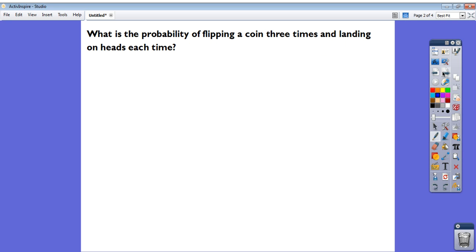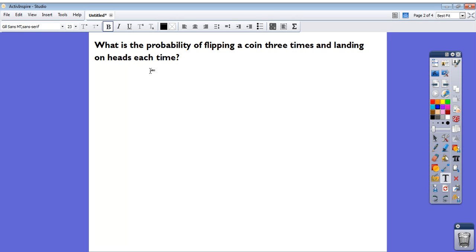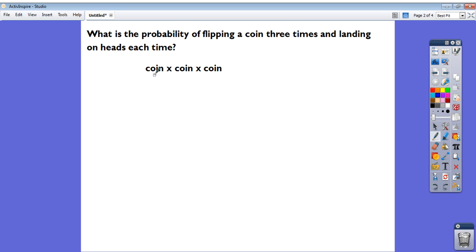What's the probability of flipping a coin 3 times and landing on heads each time? I just heard I'm going to flip my coin 3 times, so that means I've got the probability of getting heads on my coin times the probability of getting heads on my coin again times the probability of getting heads on my coin again. I know that the probability of getting heads on my first coin is 1/2 times the probability of getting heads on my second coin is 1/2 times the probability of getting heads on my third coin is 1/2.